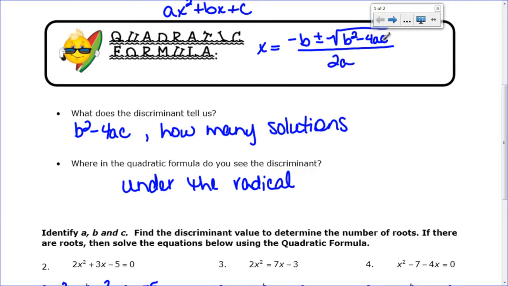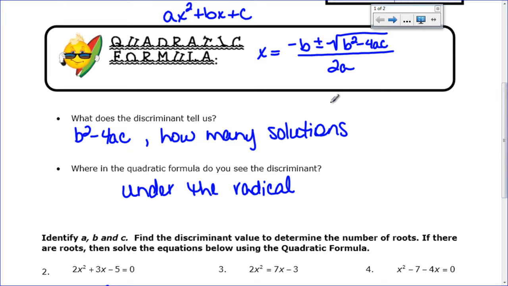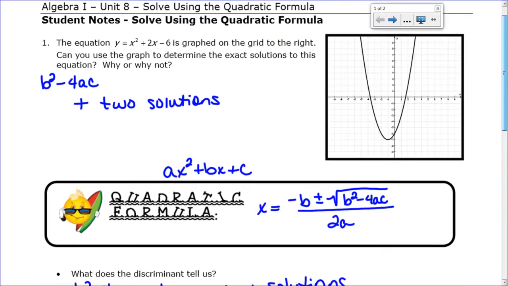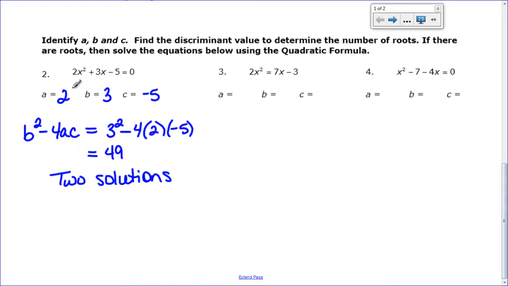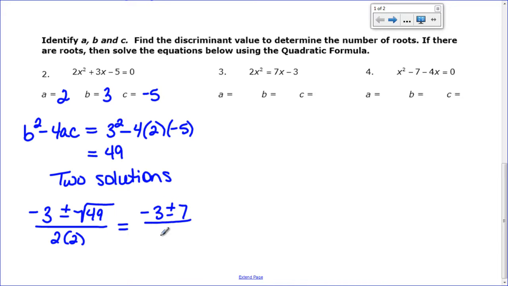I already know what this b squared minus 4ac part is, so that will be easy, but I still have to do the -b and the 2 times a. So I'm going to start with -b. Well, b is 3, so the opposite of that is -3, plus or minus the square root of the discriminant, which was 49, all over 2 times a, and a is 2. So now it's just a simplifying problem. So this becomes 7 because the square root of 49 is 7. So I have negative 3 plus or minus 7 all over 2 times 2, which is 4.